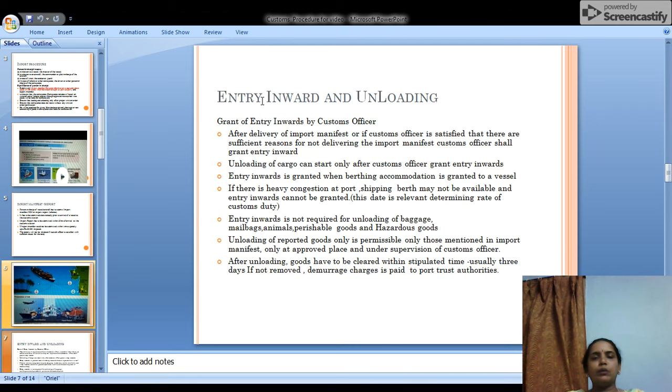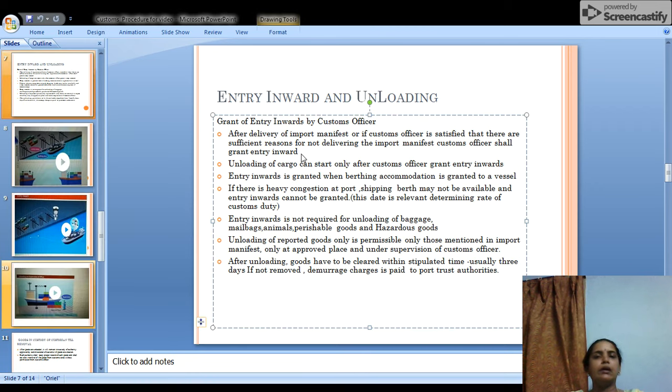After submitting the import manifest, grant of entry inward and unloading will take place. Grant of entry inward is by the customs officer. After delivery of the import manifest, if the customs officer is satisfied that there is sufficient reason for not delivering the import manifest, the customs officer shall grant entry inward. Unloading of cargo can start only after the customs officer grants entry inward.